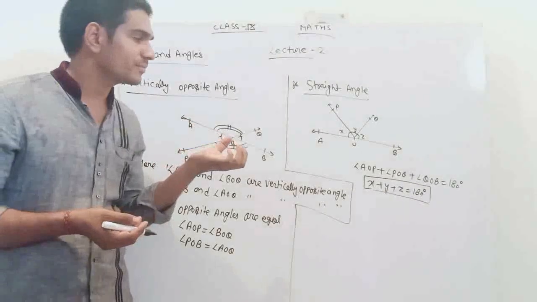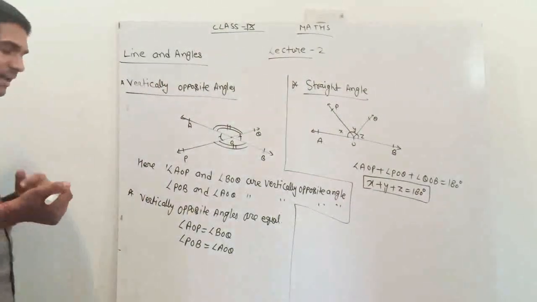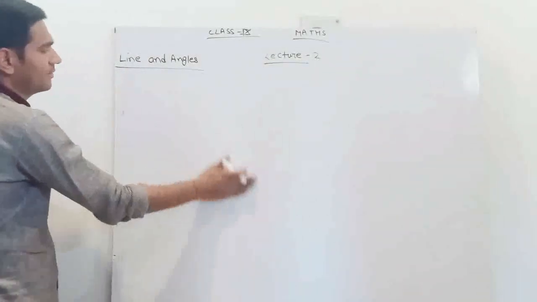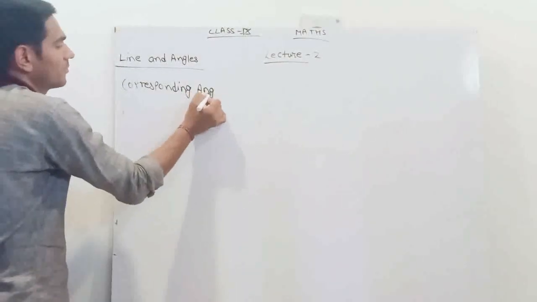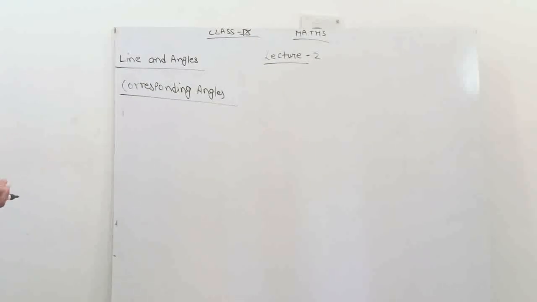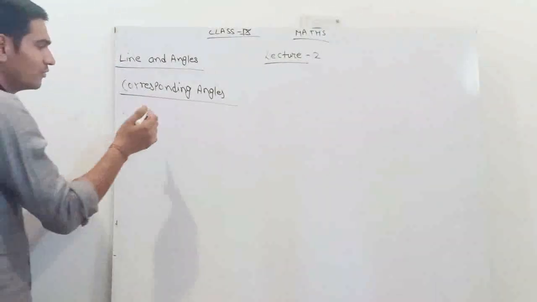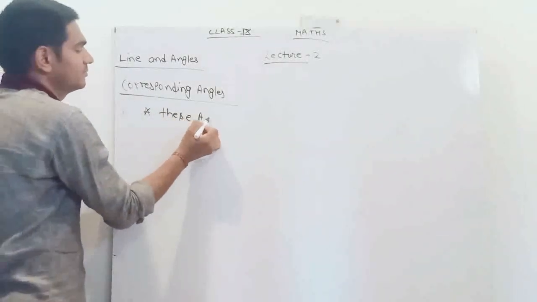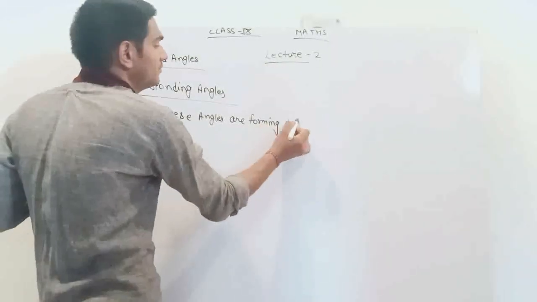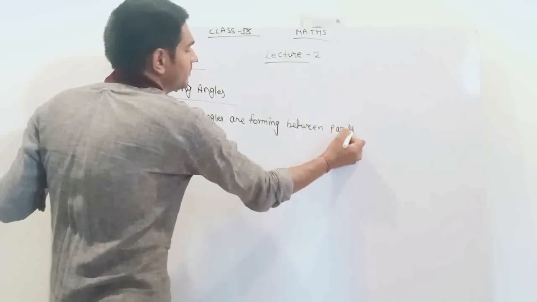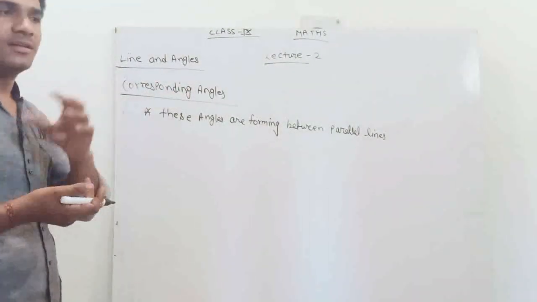So what is the concept here, students? The sum of all angles which are forming on a straight line is equal to 180 degrees. Next, we will discuss the corresponding angles. The condition for corresponding angles is that these angles are formed only in the case of parallel lines, between parallel lines. If you have to prove that these lines are parallel, then if you prove that these corresponding angles are equal, the lines are also parallel.